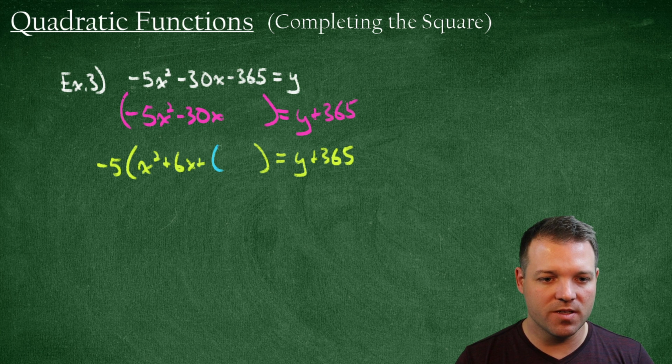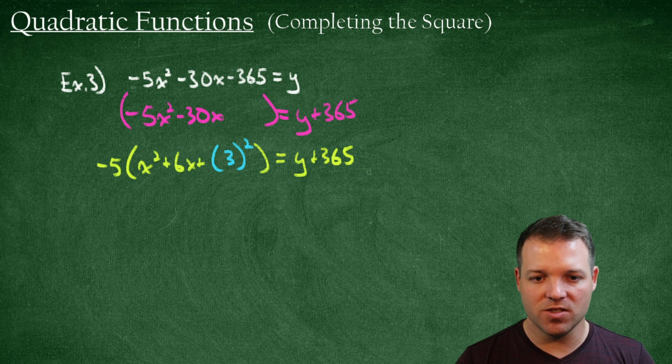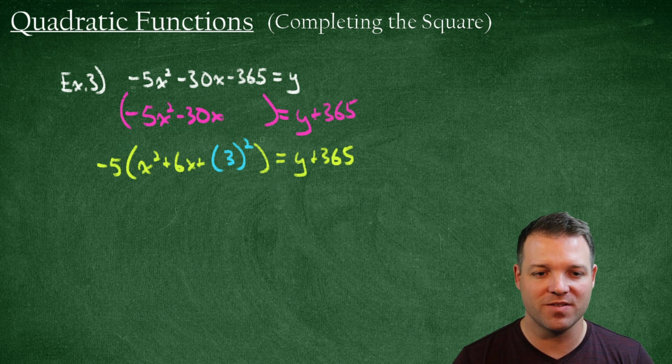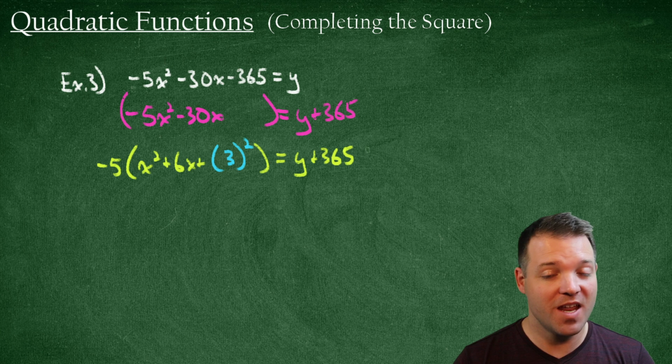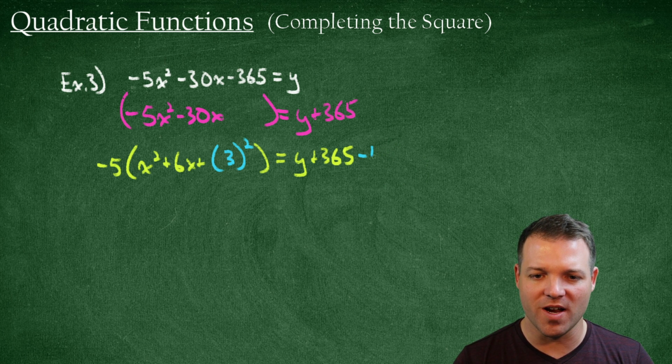So what am I going to add? Well, it's going to be b divided by 2, which is 3 squared. Now, how much did I actually add to this side so that way I can add it over to the right-hand side? Well, I added 3 squared, which is 9, but then that's 9 times negative 5. So actually, I didn't add something. I subtracted 45. I added negative 45 to this side. So if I added negative 45 to the left, I can add negative 45 to the right, or in other words, just subtracting 45. Okay?